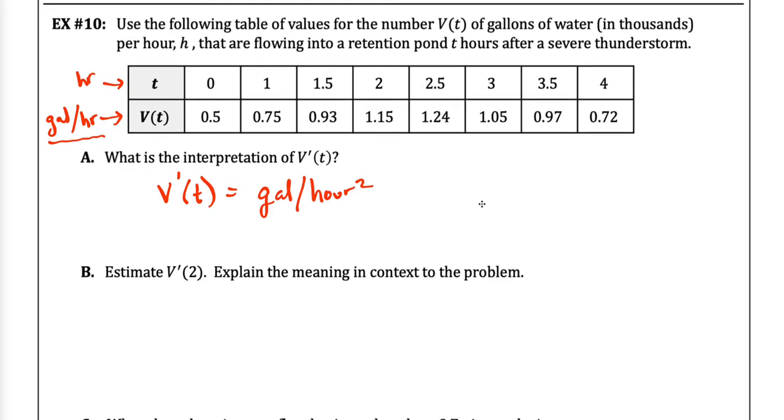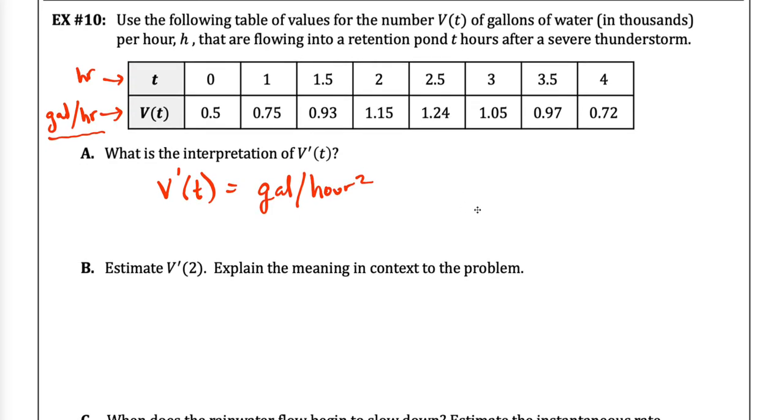Okay. Estimate V prime of 2. Explain the meaning in context of the problem. Ooh, Cassie. Okay, how come? Because on the table at t equals 2, we have 1.15. So 1.15 would represent V of 2. We want to find V prime of 2.